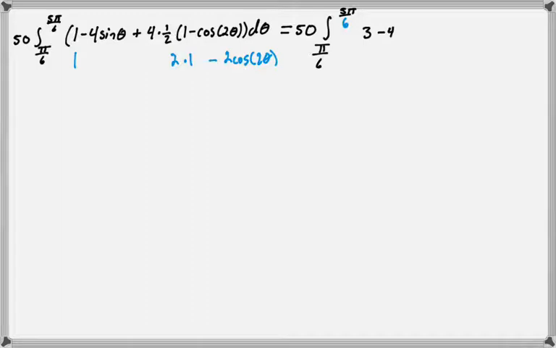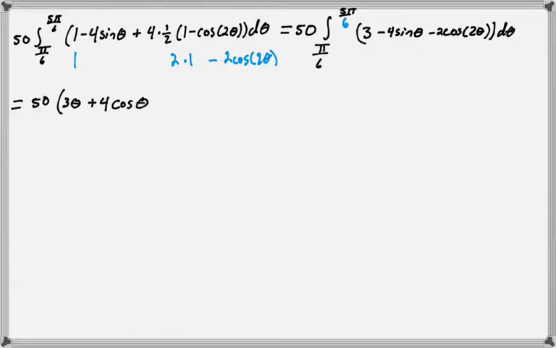So 3 minus 4 sine of theta minus 2 cosine of 2 theta d theta. That's going to be equal to 50. And then we'll go ahead and integrate: 3 theta plus 4 cosine of theta minus 2 sine of 2 theta all over 2. And then we're going to evaluate that from pi over 6 to 5 pi over 6.